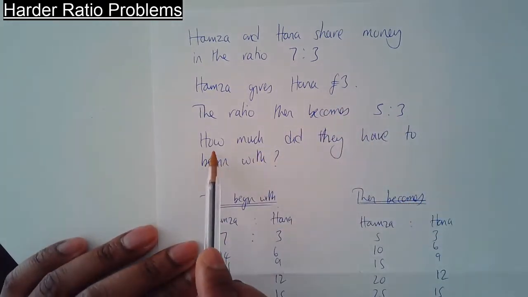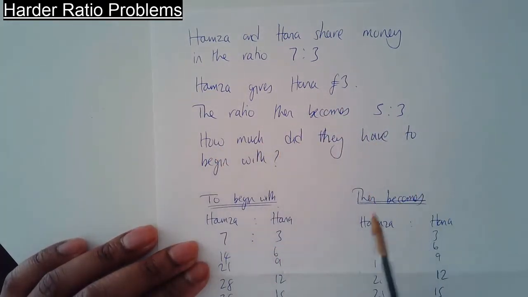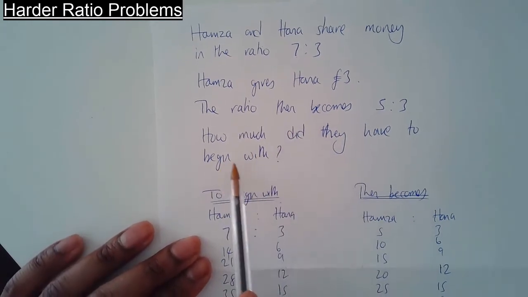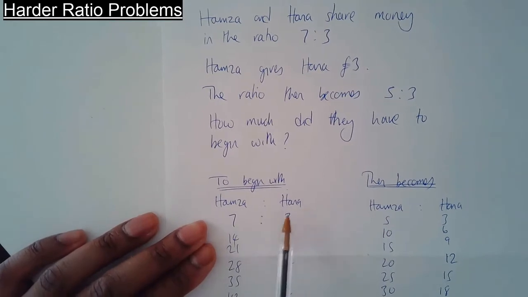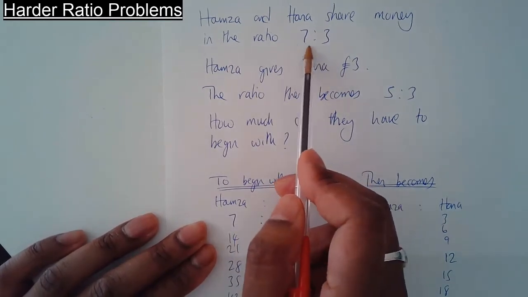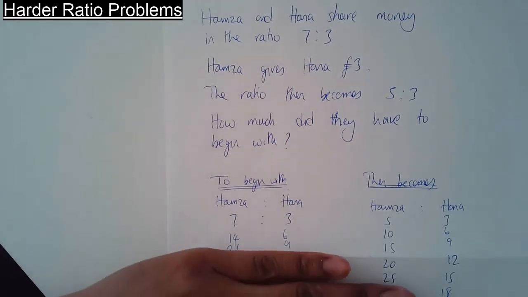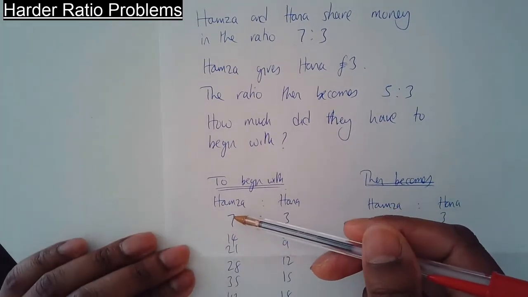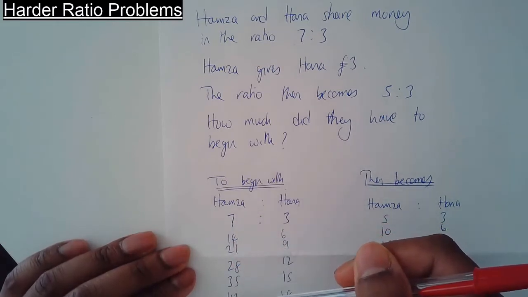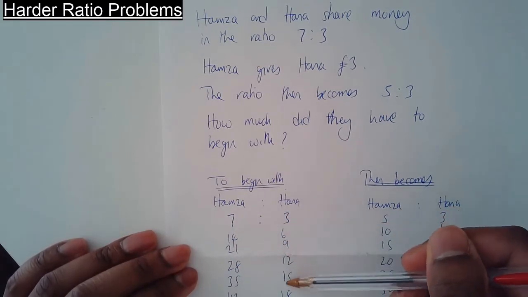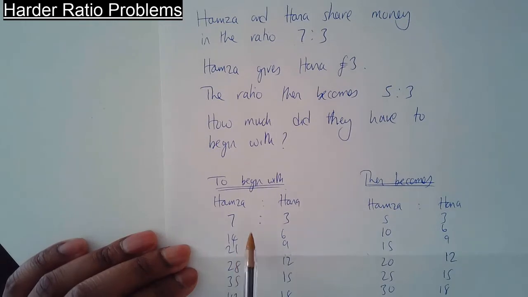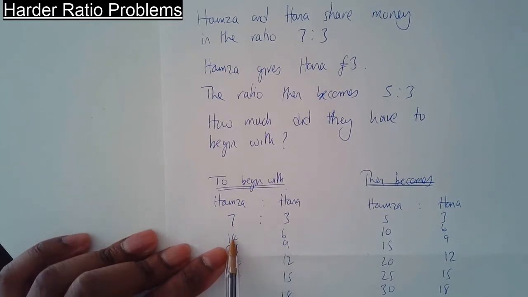Right, so what we need to find out is how much did they have to begin with. So to begin with, Hamza and Hannah, 7 and 3. It comes from there. What I've done here, I've written the 7 times table, the multiples of 7, and I've written the multiples of 3. So it could be that Hamza's got £14 to begin with and Hannah's got £6, or 21 and 9, 28 and 12, and so on.